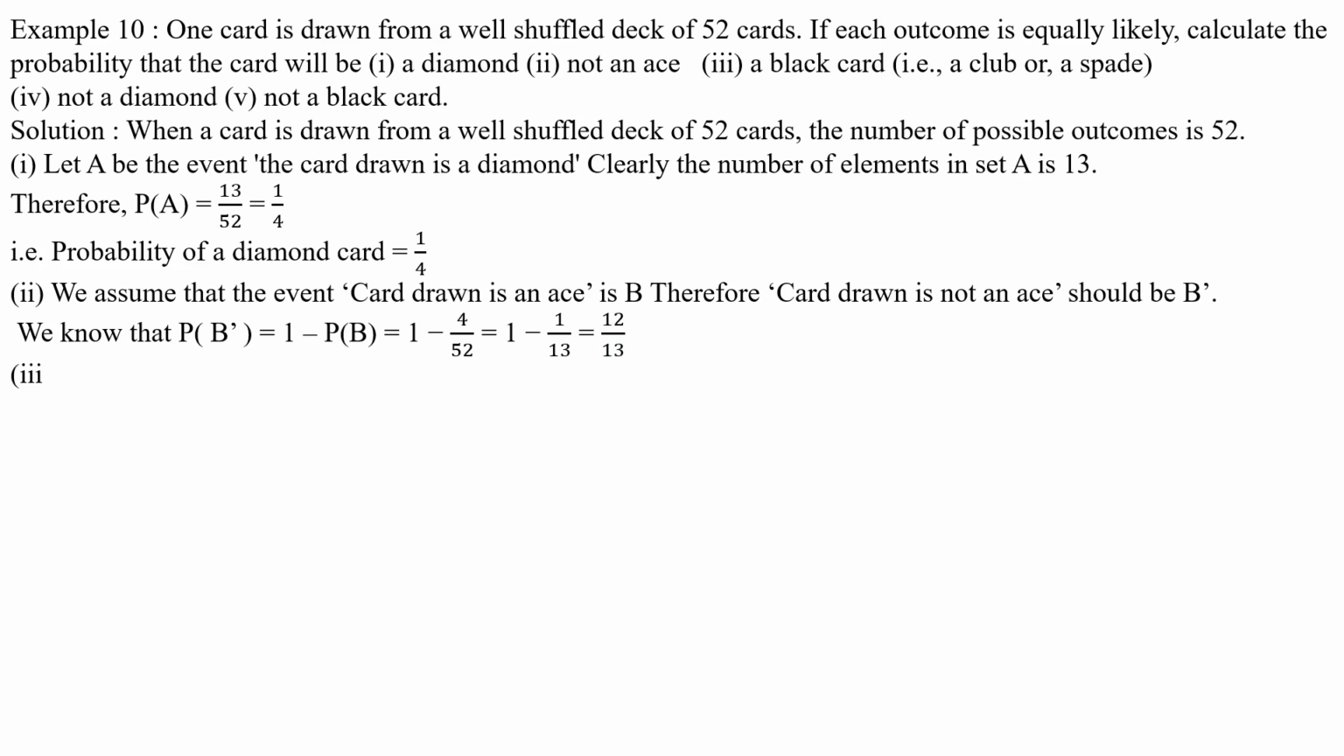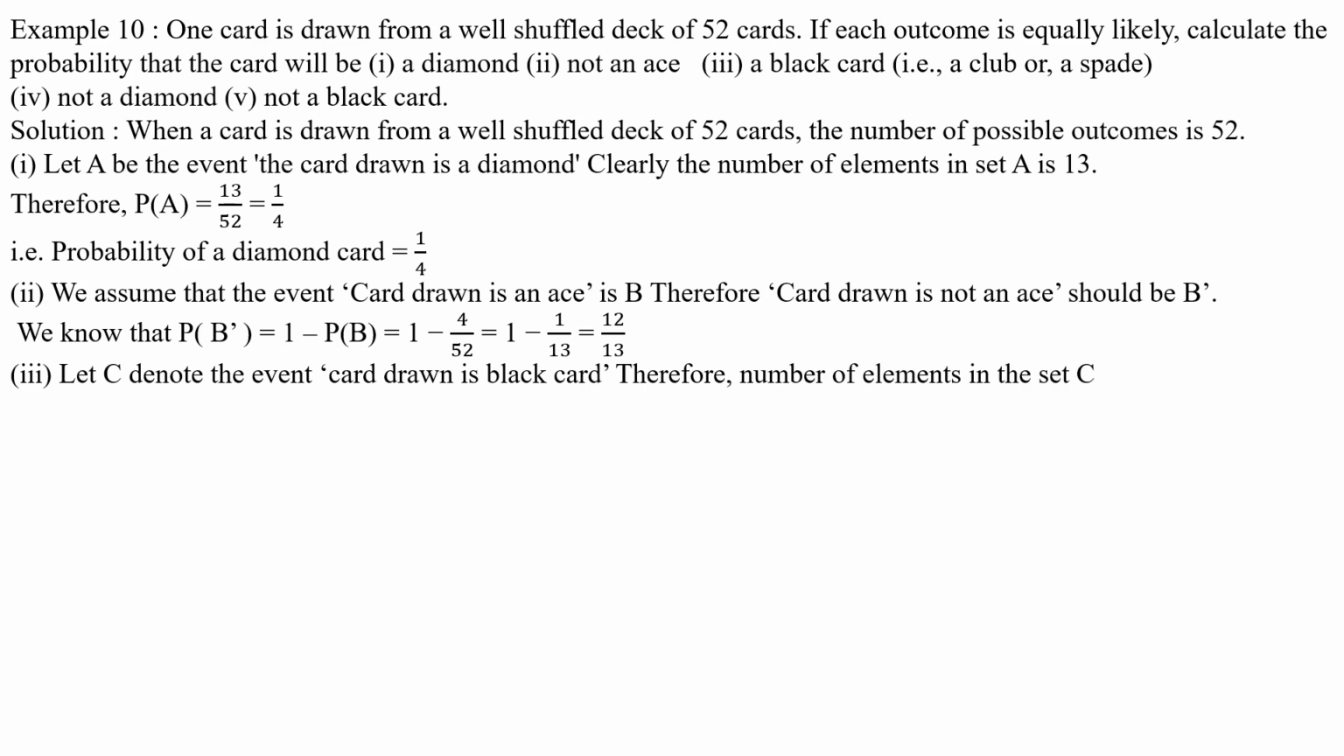Right. Now come to the third event. Let C denote the event: the card drawn is a black card. Therefore, number of elements in the set C is equal to 26. Previously we have discussed how many black cards will be there in the deck of 52 cards. Yes, 26. 26 red cards and 26 black cards. So n of C is equal to 26.